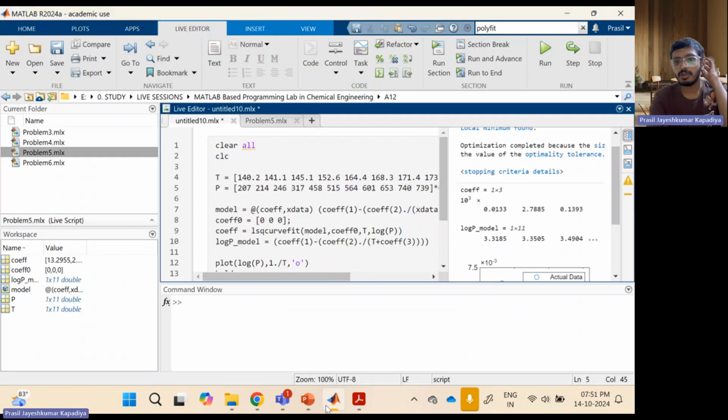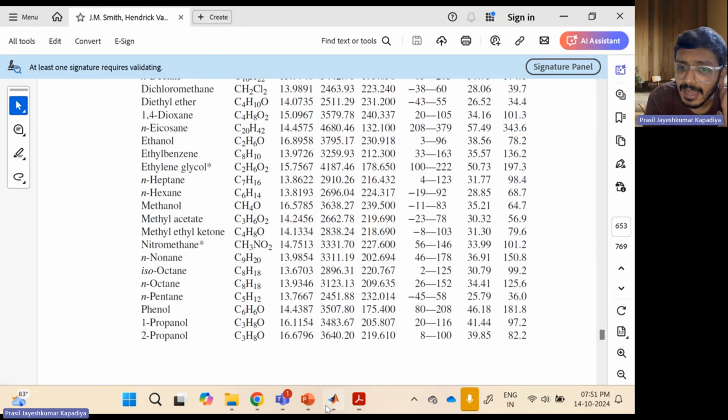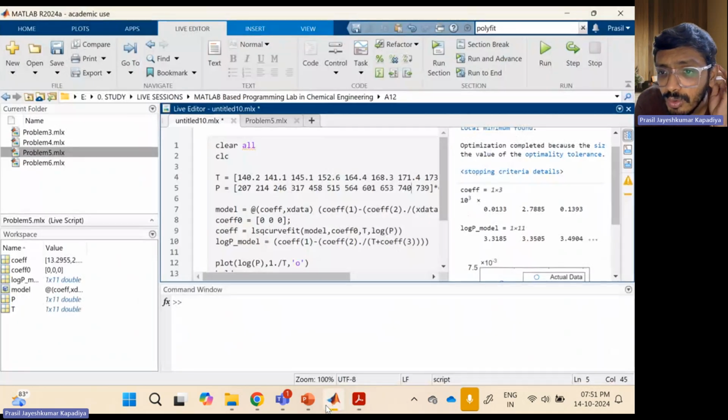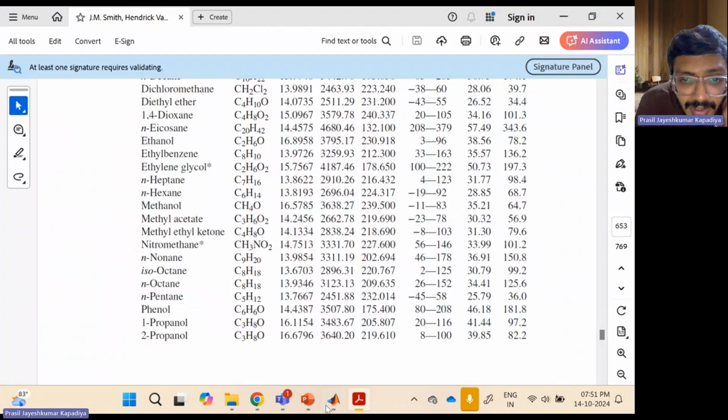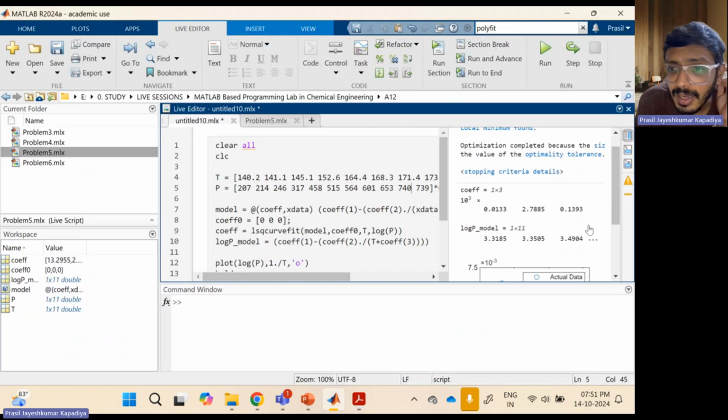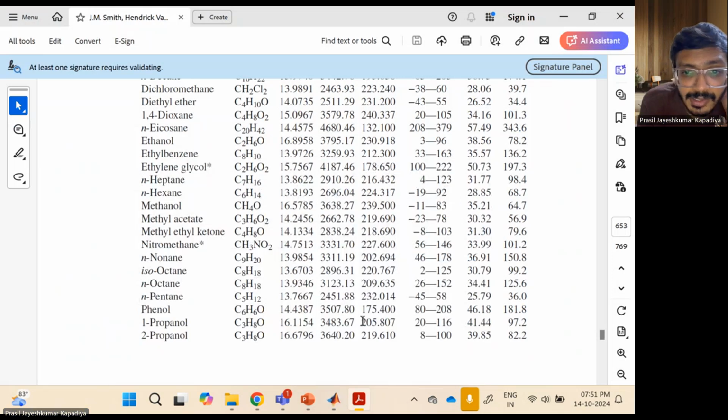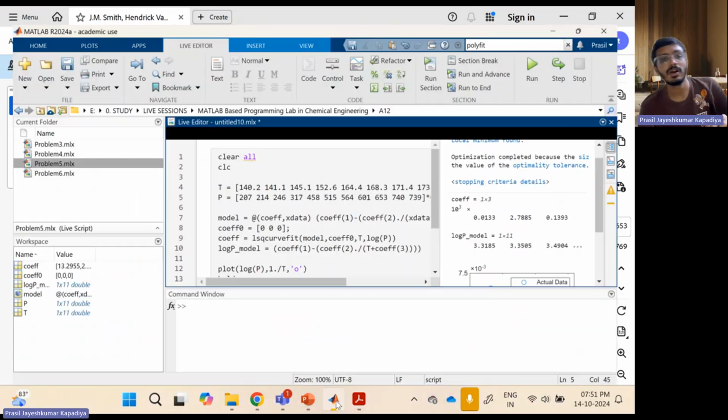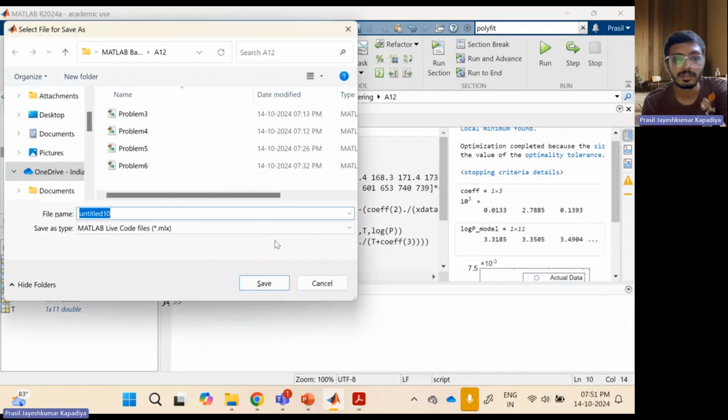We will not get the exact value because this data is really limited. Then the second coefficient is 2788, and here it is 3507. And my last coefficient is 139, and here it is 175. Okay, so this is how we can plot. So I will just save it.